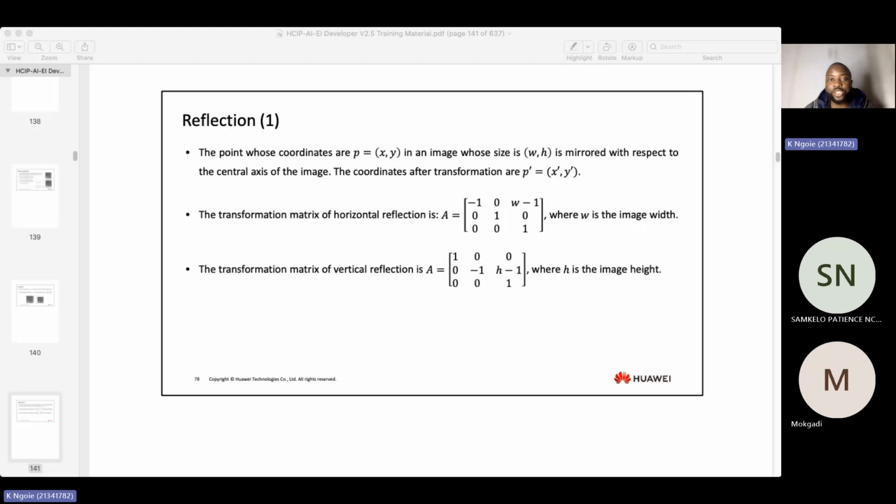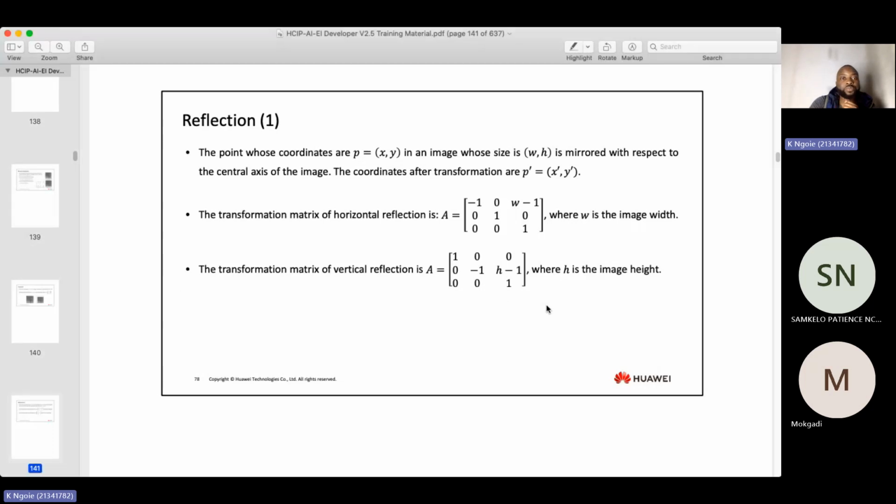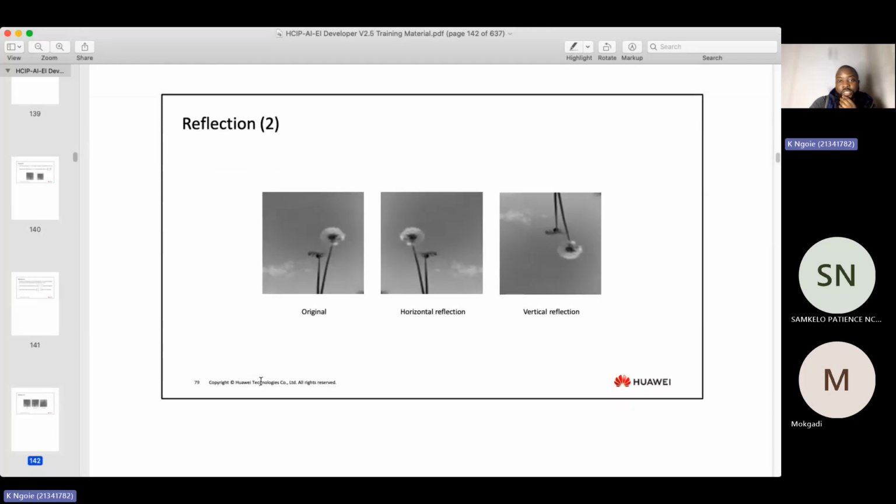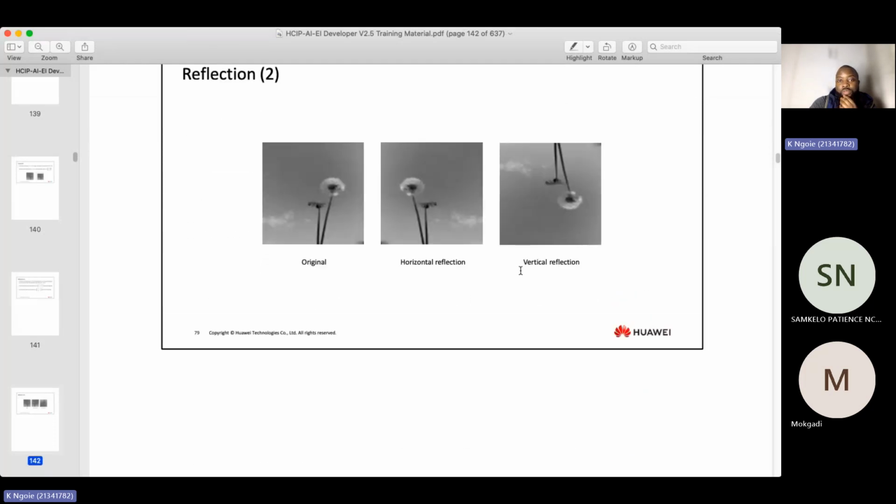Understand that reflection means flipping an image over a certain axis, preserving the shape and the intensity, but changing the orientation of the picture. This is widely used for data augmentation, symmetry detection, and AI pre-processing. All right, so that will be the reflection. These are examples of reflection.